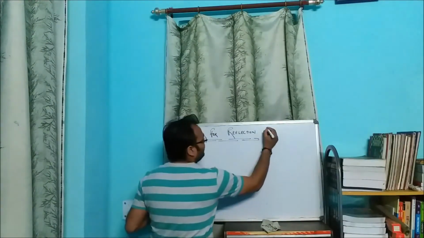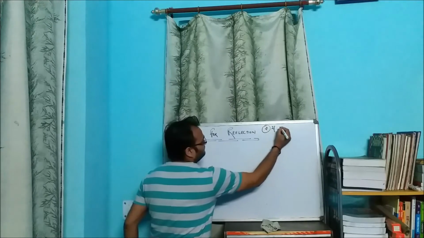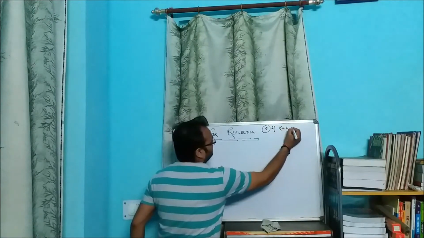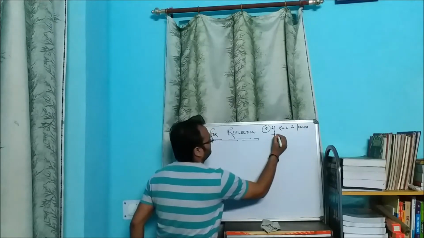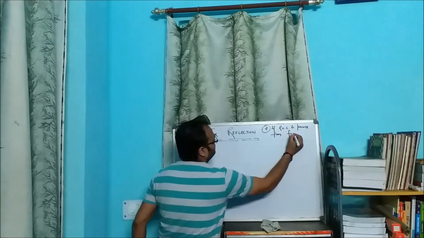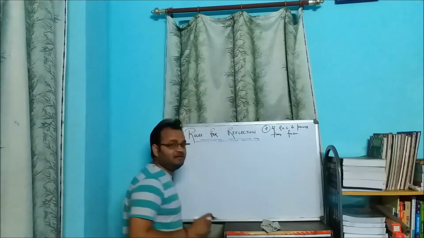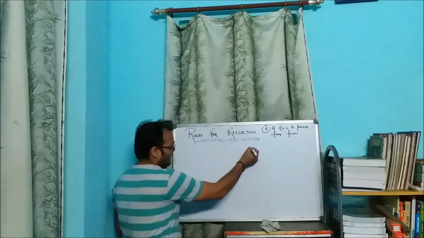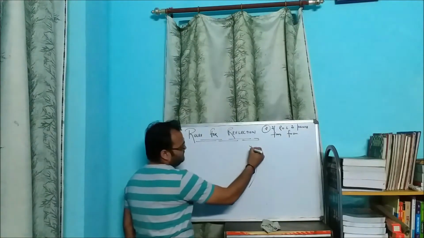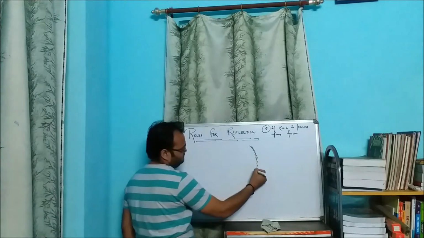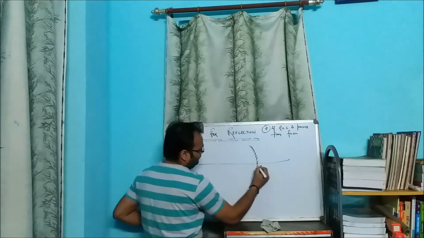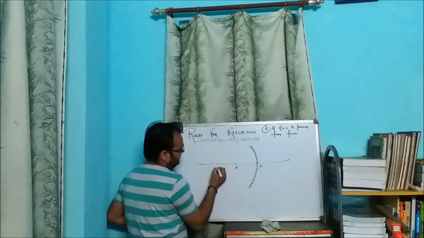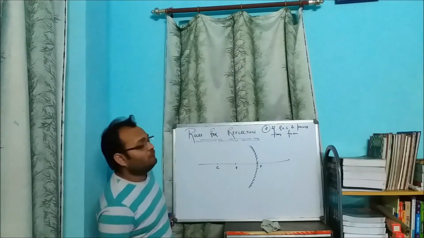Second rule is, if a ray of light passes from the focus. Means the incident ray is coming from the focus and is striking the mirror. For example, this is the mirror. Principal axis, pole, focus, center of curvature. What is the second case?